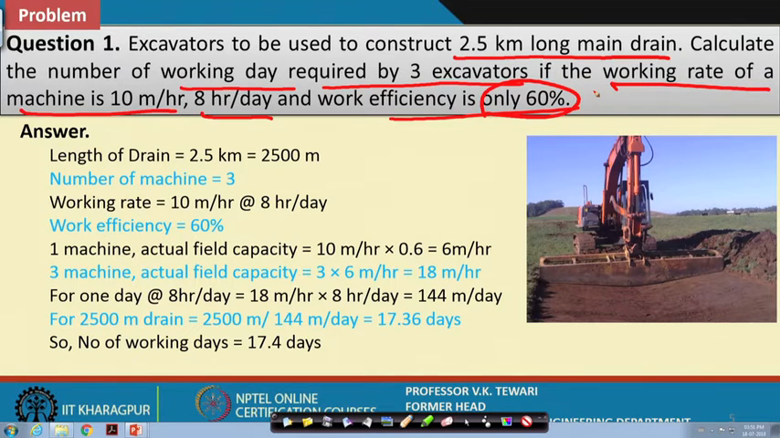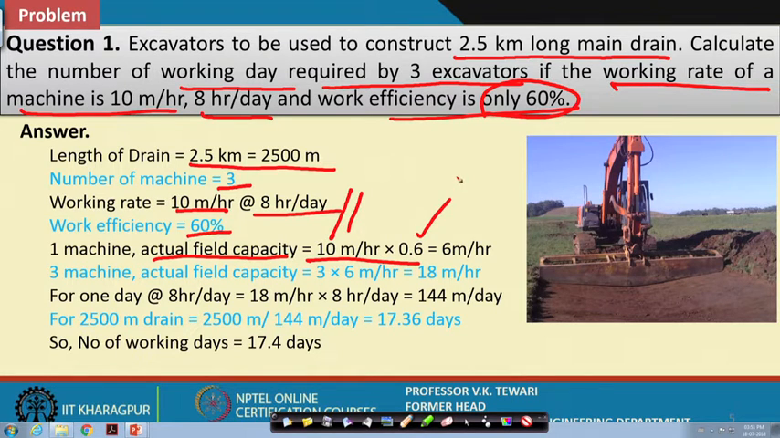So, let us see what is important. Length of the drain is 2.5 kilometer, that is 2500 meters. The number of machines is 3. The working rate is 10 meter per hour for 8 hours per day, with a working efficiency of 60%. From here itself, what do you get? One machine's actual field capacity will be 60% of 10 meter per hour. So, about 6 meter per hour is the job that one machine is doing. So, 3 machines will do about 18 meter per hour.